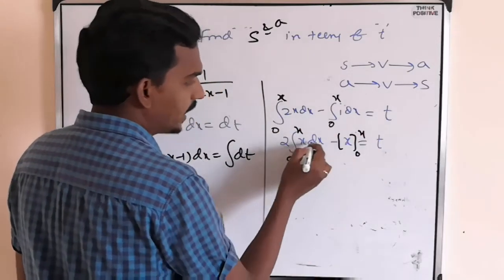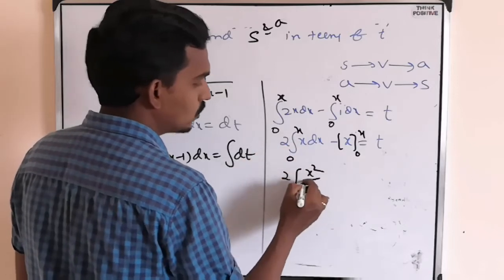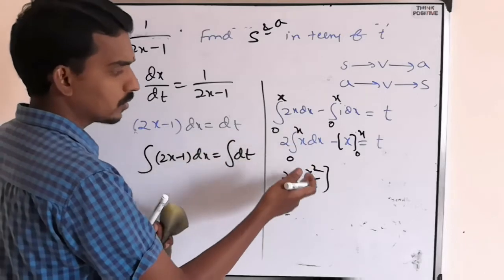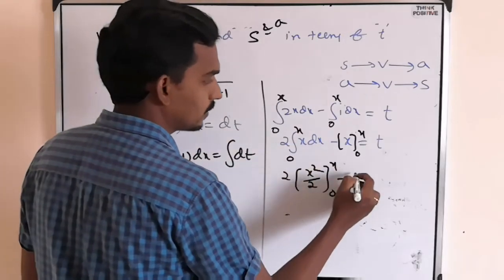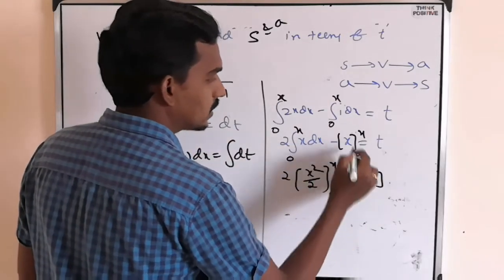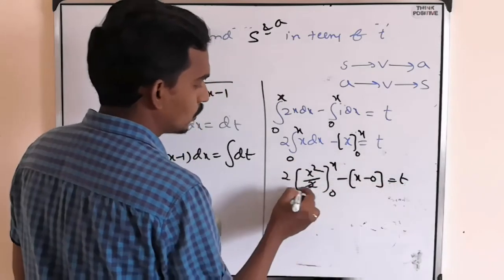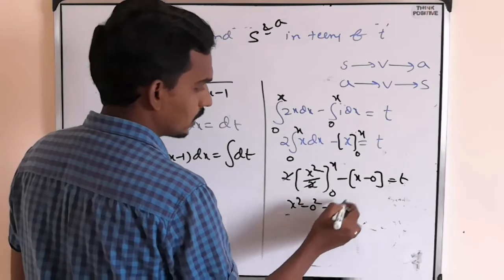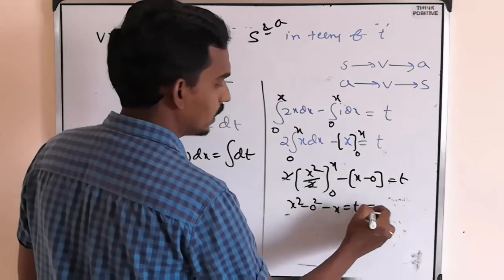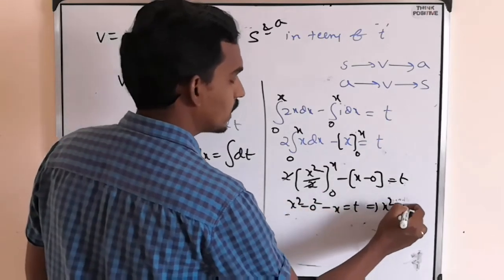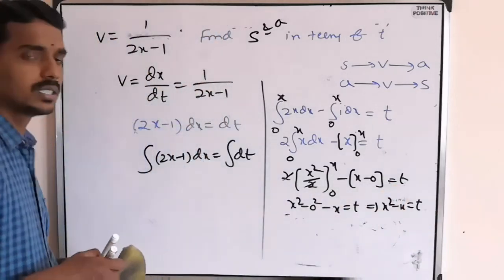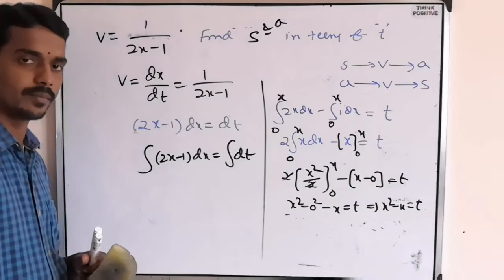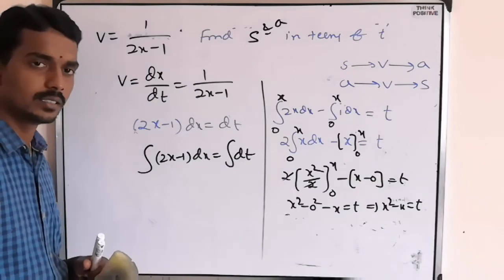2 into integration x dx, x square by 2, x power 1, so x power 1 plus 1 by 1 plus 1. Here substitute the limits. 2 gets cancelled. So x square minus 0 square minus x equal to t, which implies x square minus x equal to t. So this is the relation between displacement and time, right?